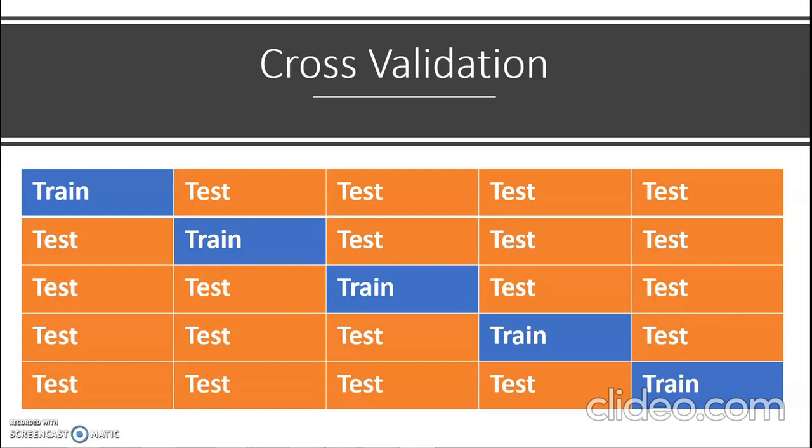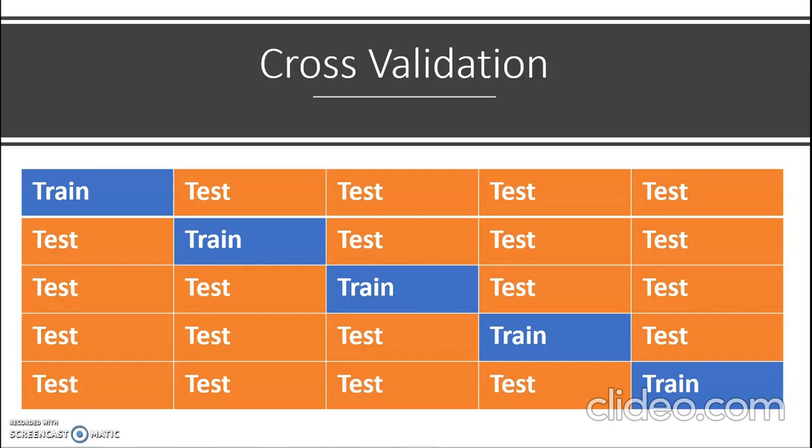There are folds of training set from the overall data set. So imagine that this one line represents the whole data set, and these columns represent the so-called folds of the data set. So here we have a fold of 5. A fold is basically where you randomly divide the data set into 5 groups.